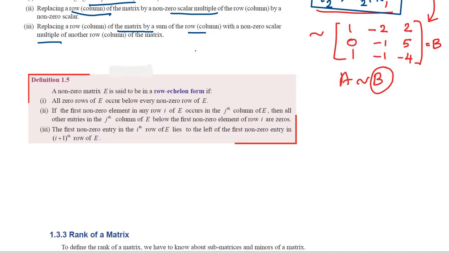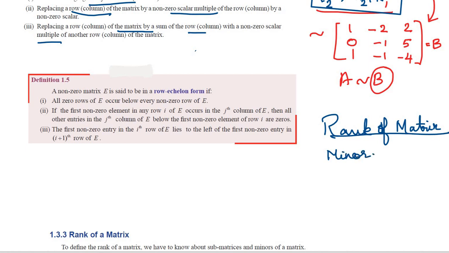Now coming to this, there are two methods to find the rank of a matrix. The first method is the minor method, and the second method is the row-echelon form. So here we see the definition for the row-echelon form of a matrix. All the zero rows of E, the matrix given, occur below every non-zero row of E. And next, if the first non-zero element in any row i of E occurs in the jth column of E, then the other entries of E below the first non-zero element of the row i are all 0. The first non-zero entry in the ith row of E lies to the left of the first non-zero entry in the (i+1)th row of E.